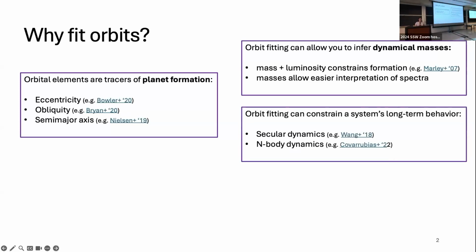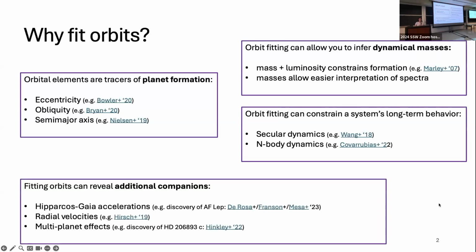Orbit fitting can also constrain a system's long-term behavior. You can constrain both the secular interactions, like averaged over many orbits, or n-body dynamics. And then finally, fitting orbits can also reveal additional companions in the system. I've given a couple of different examples of ways that you might reveal additional companions through orbit fitting.